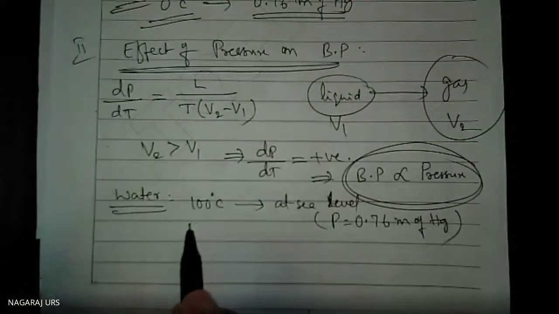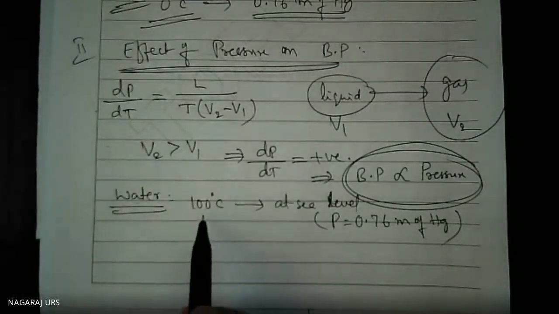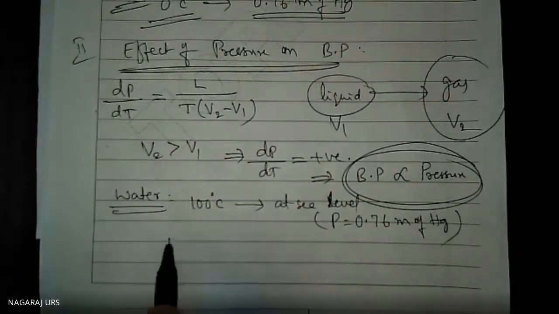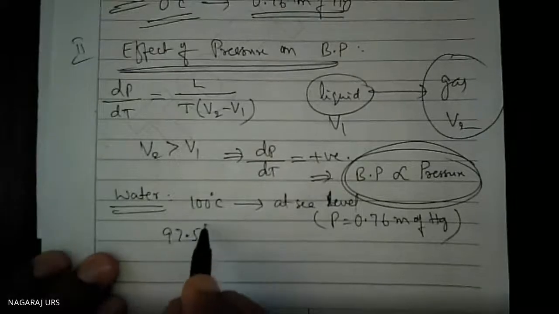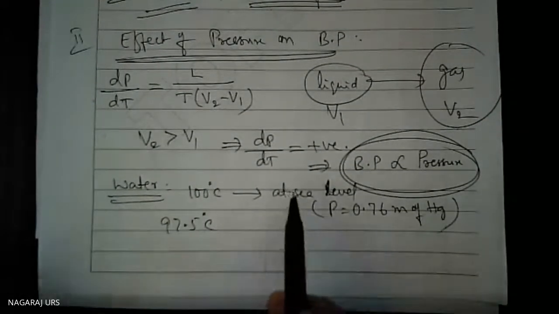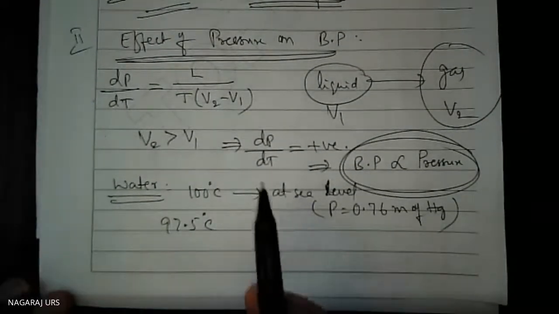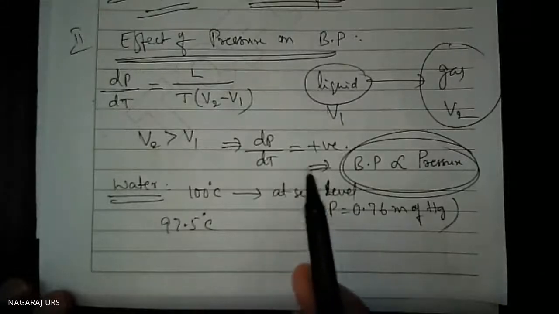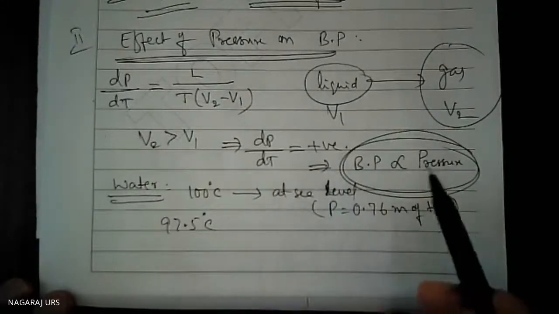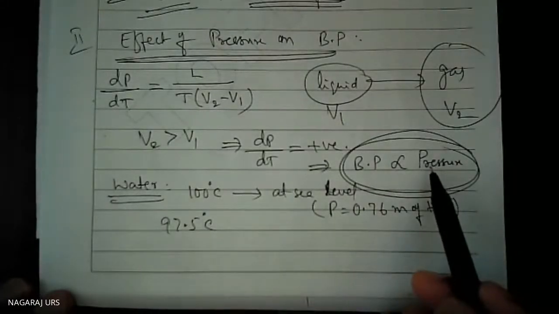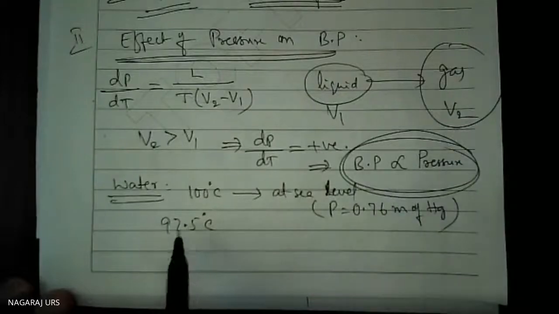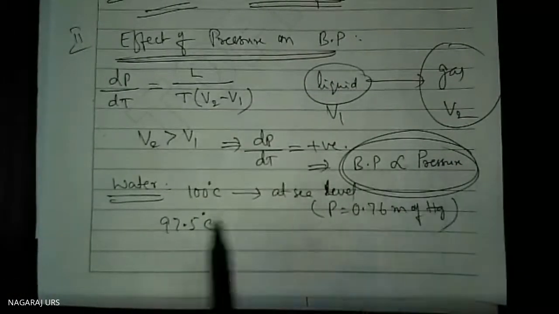But in Mysore, if you say water boils at 100 degrees centigrade, we will not agree with that. It will boil at around 97.5 degrees centigrade, because we are not at sea level. We are above sea level. If we are above sea level, pressure is less. As the pressure is less, boiling point is less.